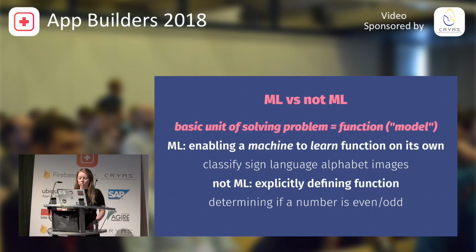So if we define the basic unit of solving a problem as a function, or a model in machine learning speak, machine learning takes the approach of solving a problem by enabling a machine to learn a function on its own. You don't tell it what to do explicitly. An example of this, which we're actually going to use for training a custom model in this talk, is classifying sign language alphabet images. So say you wanted to do this in real time with your app. On the other hand, the traditional non-machine learning approach that's been around forever is to just explicitly define the function. There are tons of examples of this, but just a really simple one would be determining if a number is even or odd. You would certainly not want to use machine learning for this.